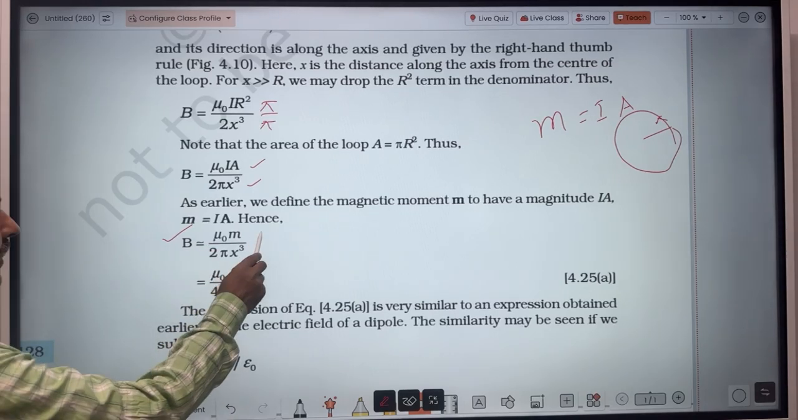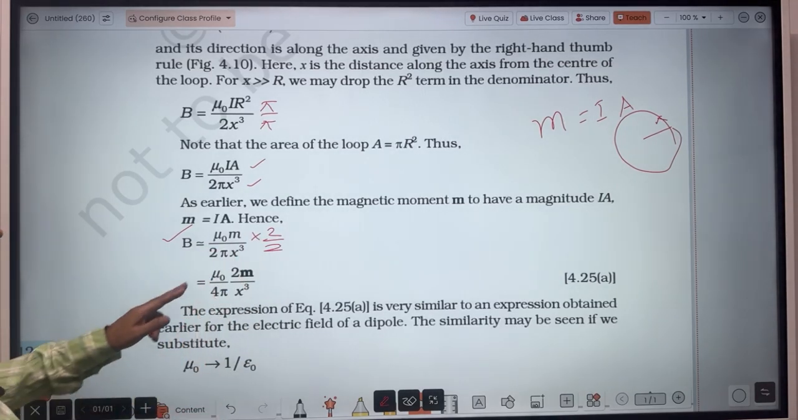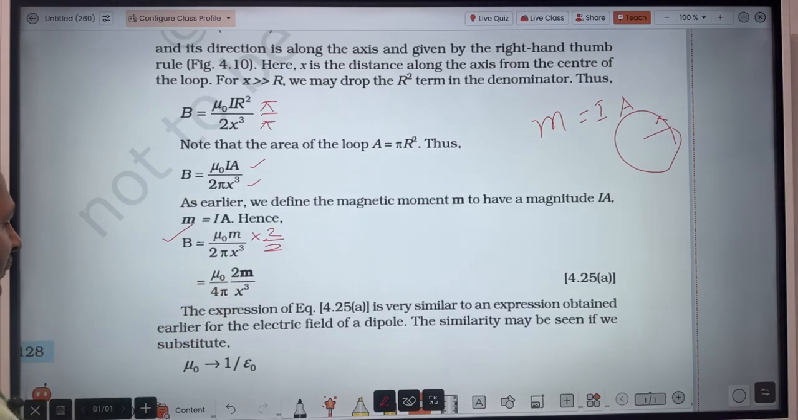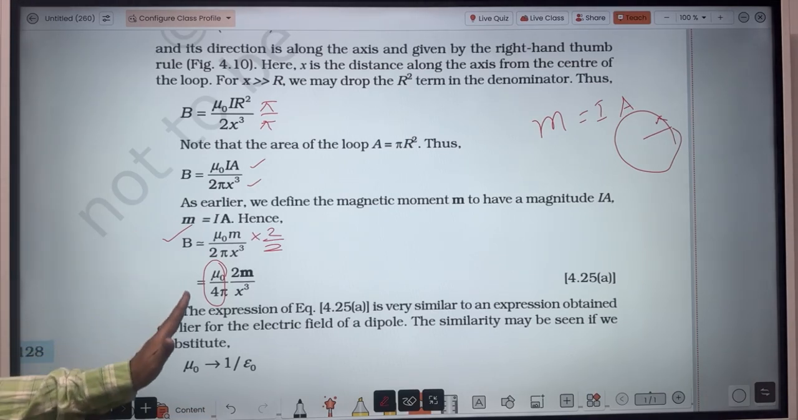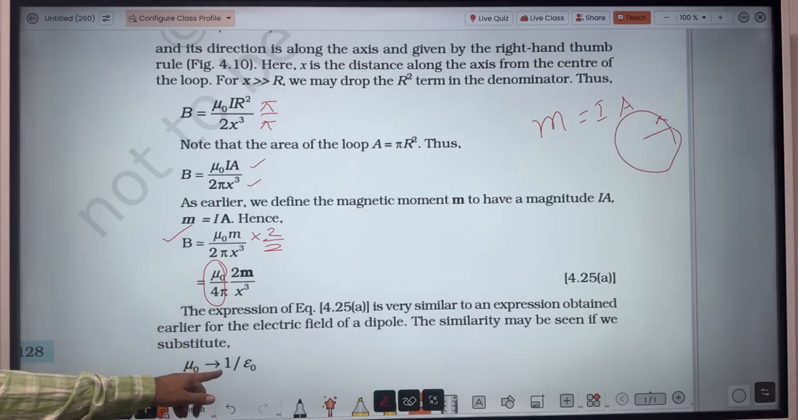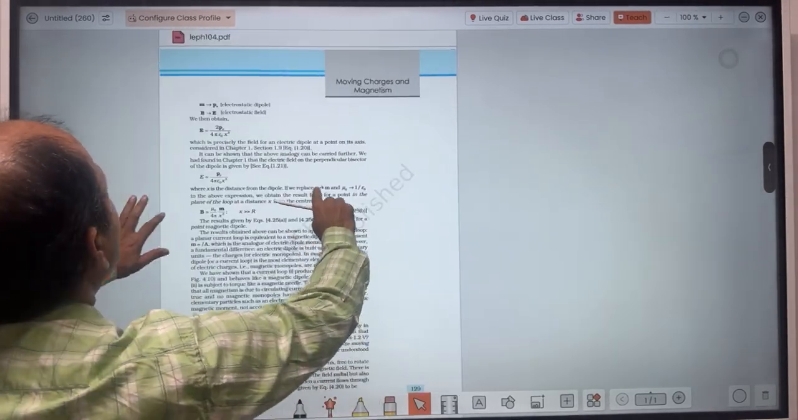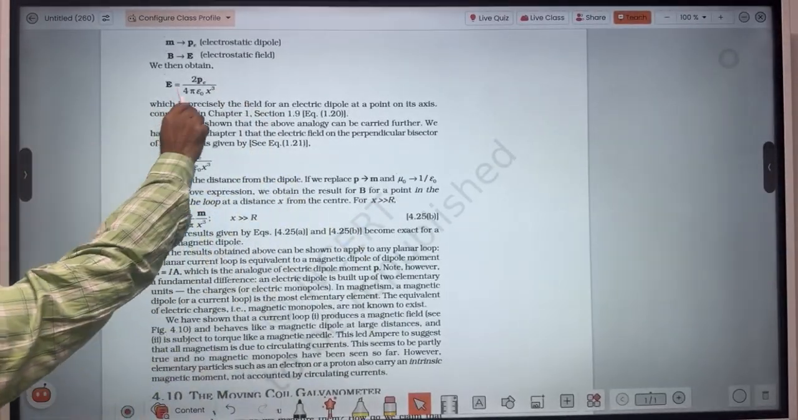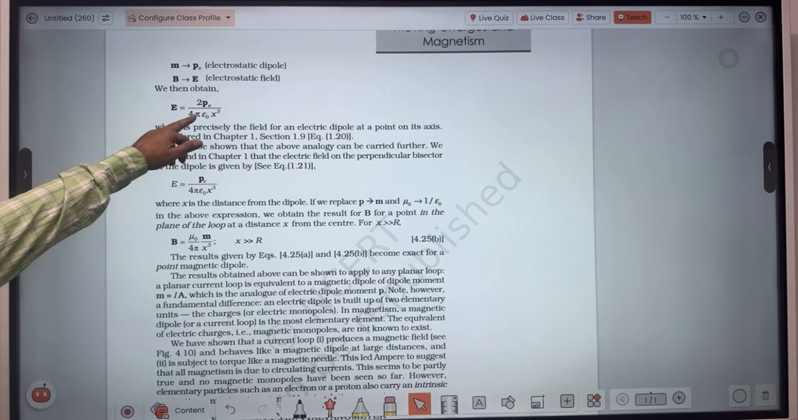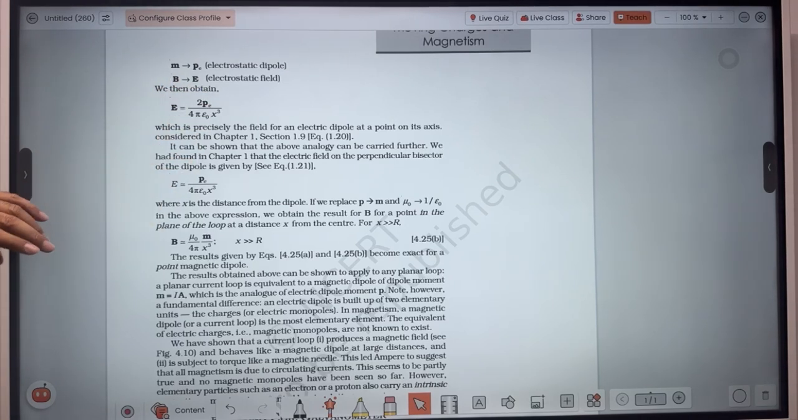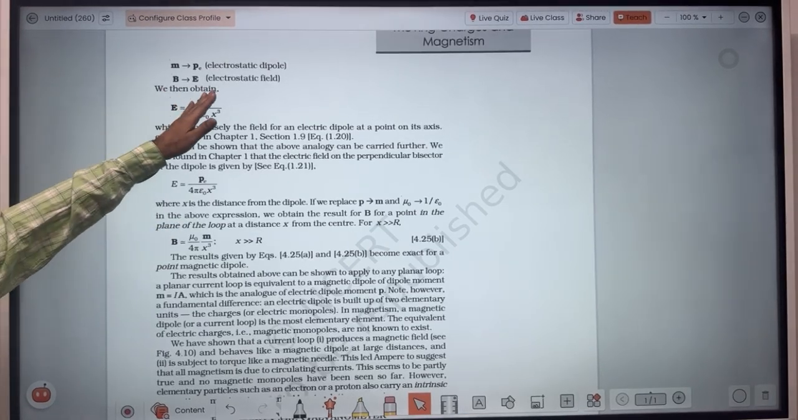Or we can multiply it by 2. So in the numerator it will become mu naught times 2M divided by 4 pi x cube, right? Now if we change this equation, suppose we want to go into electrostatics. For that we have to replace mu naught by 1 upon epsilon naught. Then we will see that the electric field due to a dipole will be given by this, because we have replaced M, the magnetic dipole moment, by P, the electrostatic dipole moment, and B is replaced by the electrostatic field.